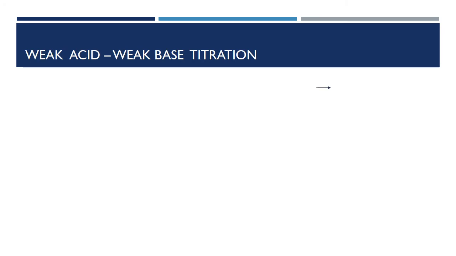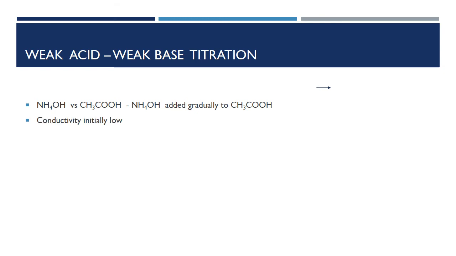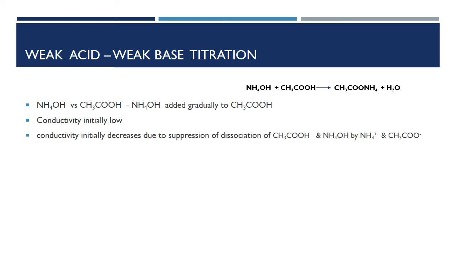Let us look at the very interesting case of weak acid, weak base titration. The conductivity of acetic acid is low as it is a weak acid. On initial addition of ammonium hydroxide, a slight decrease in conductivity is observed. This is because the ammonium acetate formed dissociates to give acetate and ammonium ions. They suppress the dissociation of acetic acid and ammonium hydroxide due to the common ion effect.